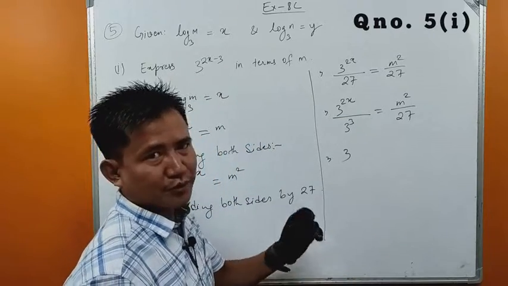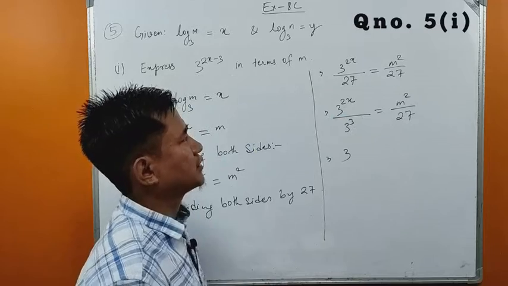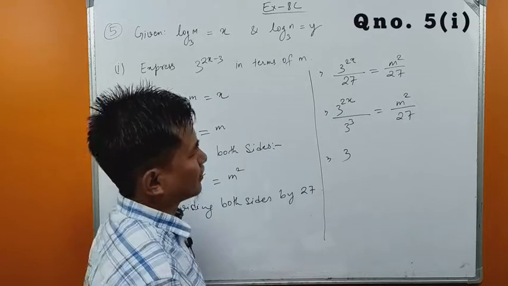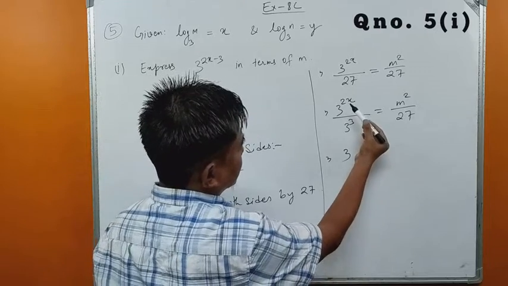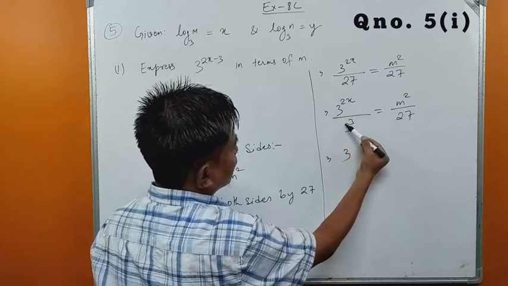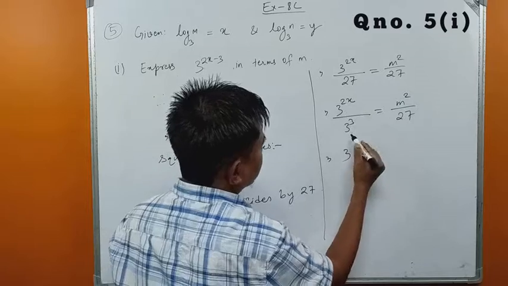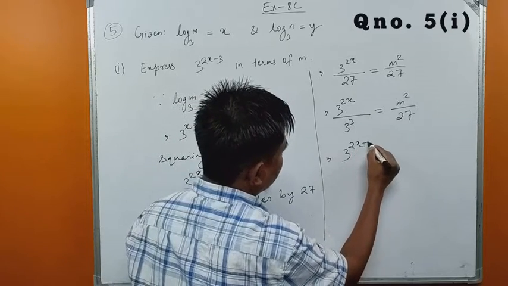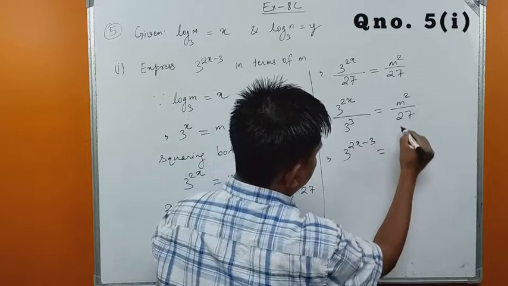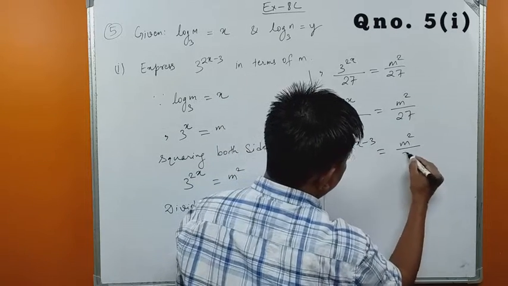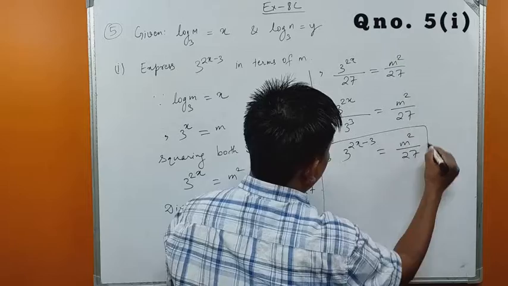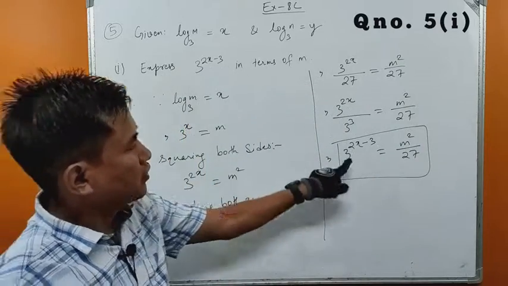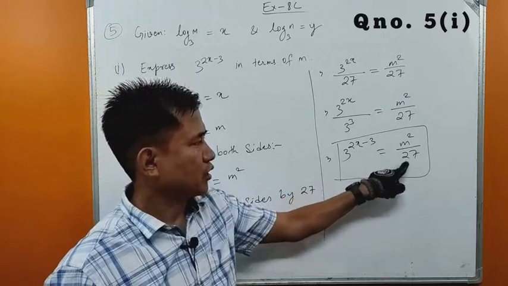If you don't know this, please check out the video for laws of indices chapter 7. Each and every question of chapter 7 has been done. Okay, check out the playlist. So 3 and 3 bases are equal, that means power gets subtracted because this is in the denominator. 3 to the power 2x minus 3 equals m square upon 27. So we were asked to find the value of 3 to the power 2x minus 3, that is m square upon 27.